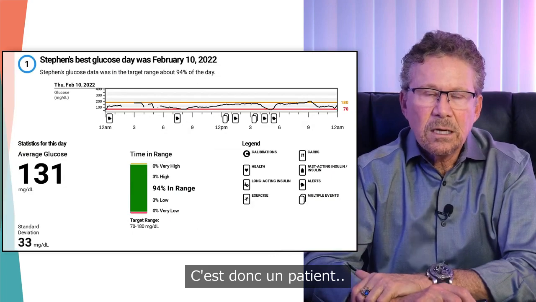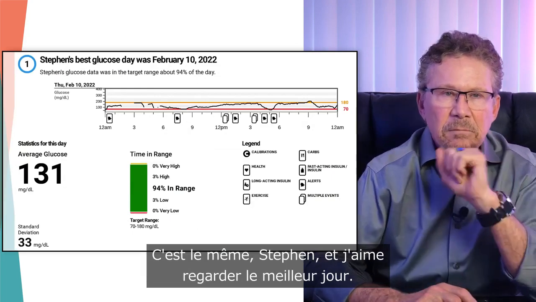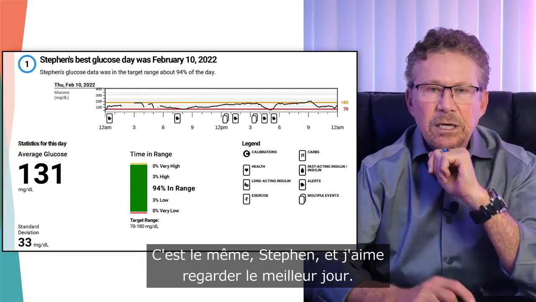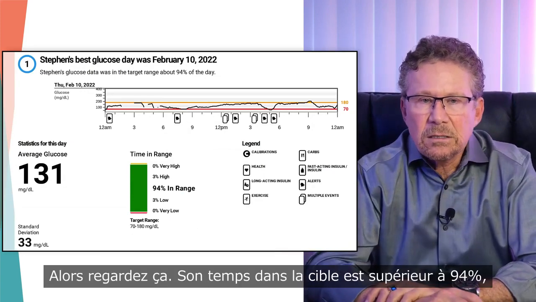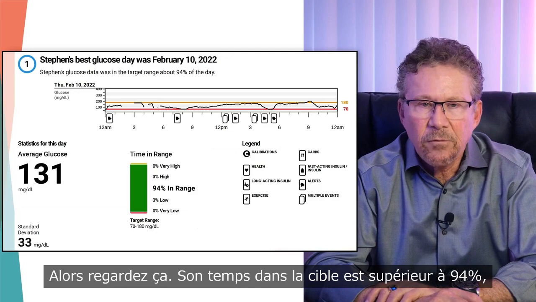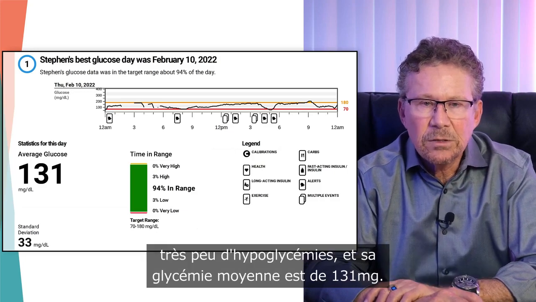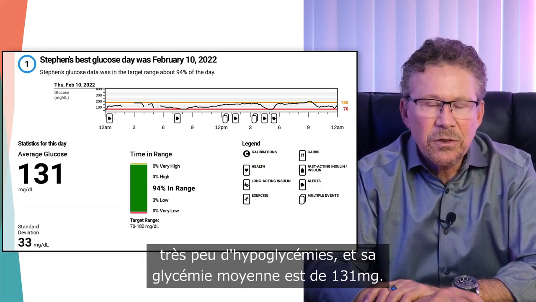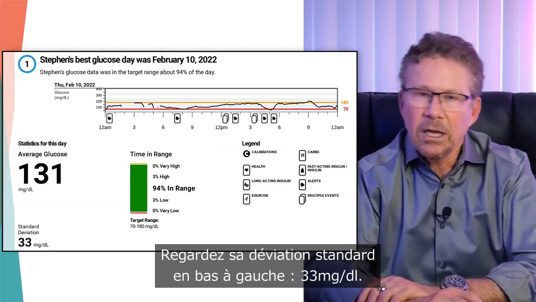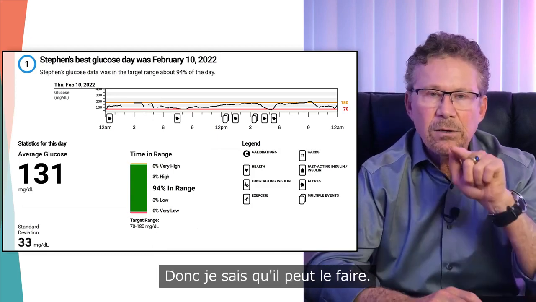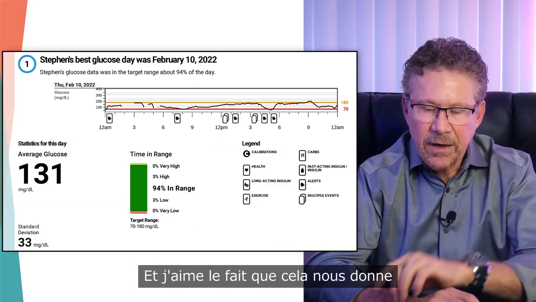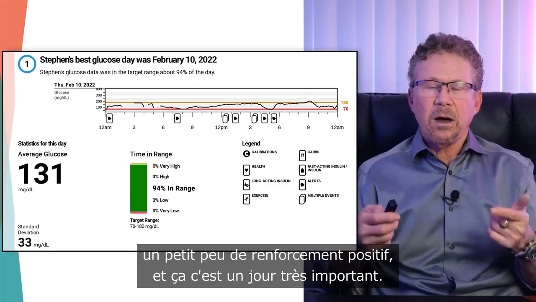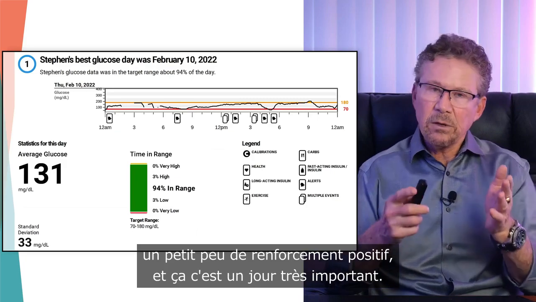So this is a patient. This is the same Stephen. And I like to look at the best day. The Dexcom download will give you the best day. So look at this. His time in range is over 94%, very little lows, and his mean glucose is 131. Look at his standard deviation on the lower left, 33. So I know he can do it. And I do like the fact that it gives us a little bit of positive reinforcement. And that's a really important day.